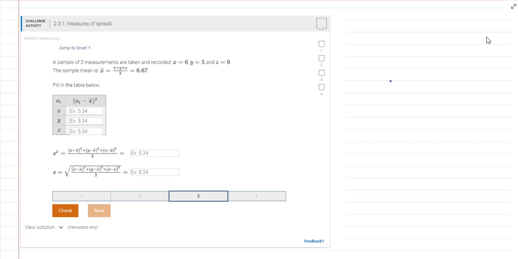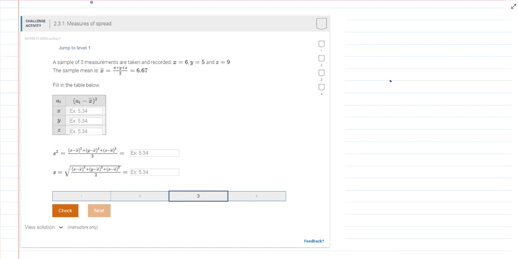Now the table is just going to take you through the steps for finding the standard deviation. So we have this A sub I, and this A sub I is going to be changing variables here. So X, Y, and Z, and then we're subtracting the sample mean from each of those. So for the first fill in the blank here, we have A sub I minus X bar squared. Now that X bar is that sample mean.